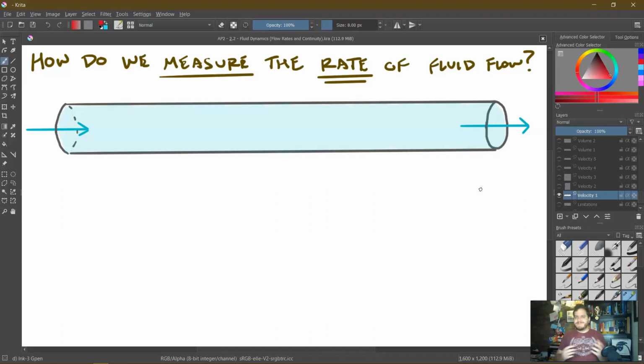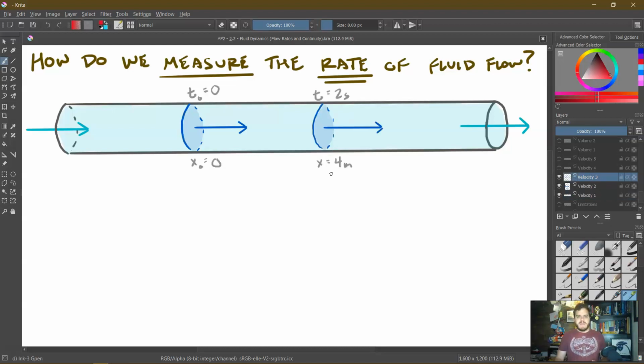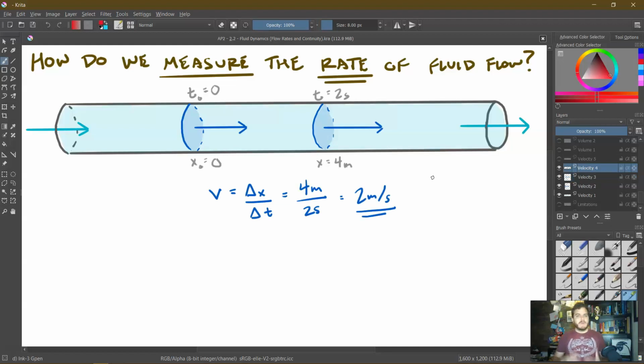Well, the first one is pretty simplistic, and it's going to look very, very familiar. So let's say we have some, for lack of a better word, piece of fluid at position x naught equals 0 and time t naught equals 0. Well, we can say that at some later time t, we'll say 2 seconds here, it's at a new position x equals 4 meters. So this piece of fluid right here is now located there. And if we want to know how fast it's flowing, we can just rely on our old-fashioned traditional velocity equation, v equals delta x over delta t, which we see here in this particular situation as 4 meters over 2 seconds, or 2 meters per second.